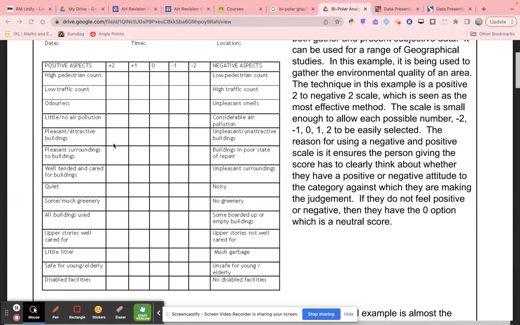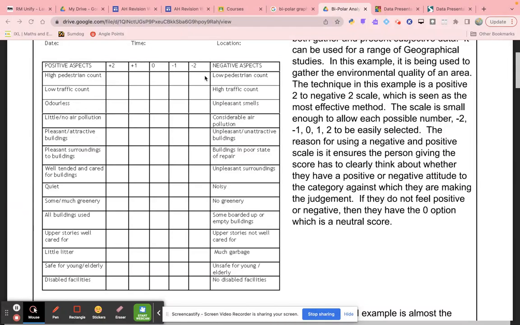Another important part of using a bipolar scaling system is to keep the scale relatively short. The bigger the scale is, the more likely it's going to be difficult to make precise scoring. Now, this system is very easy. You either feel very negative, somewhat negative, or you have no opinion, somewhat positive, or very positive. And you don't need to think too difficult or in too much detail.